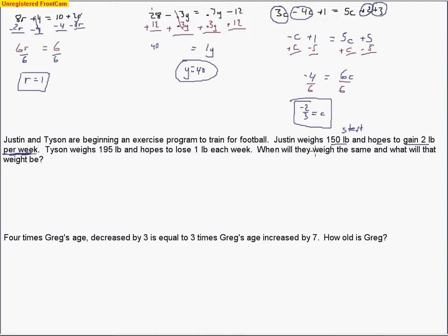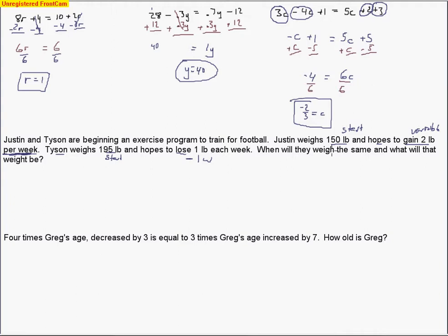So when, meaning at what time or how many weeks, will they weigh the same, and what will that be? So we know this is our variable amount. That's the starting point. This is our variable amount. And we read on, and it says Tyson weighs 195 pounds. That's his starting amount. That's his constant. And he hopes to lose, so lose means minus 1 pound each week. We don't know the number of weeks.